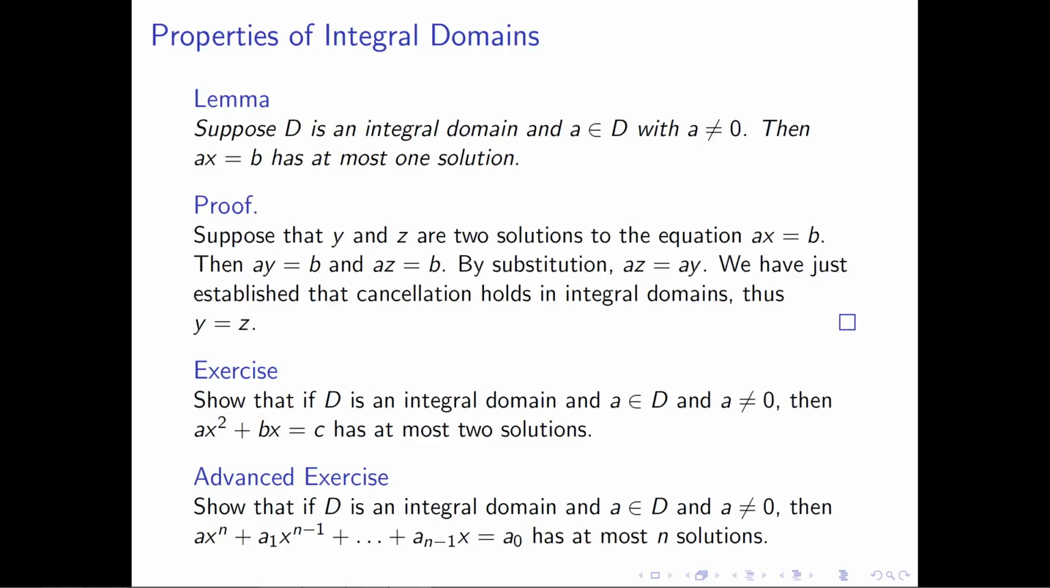This would be to show that if D is an integral domain and A is a non-zero element of D, then the equation a x to the n plus a sub 1 x to the n minus 1 and so on and so forth up through a sub n minus 1 times x is equal to a naught has at most n solutions. So a polynomial of degree n in an integral domain has at most n solutions. Again, this is an advanced exercise, not necessarily something I expect you to do, but something that's a nice challenge if you're looking for that.